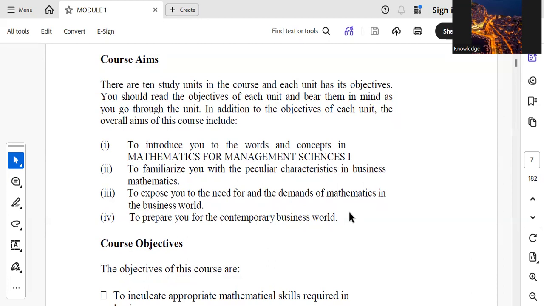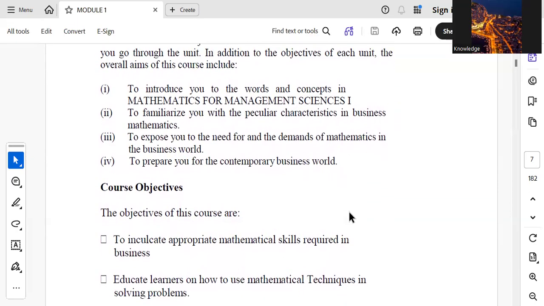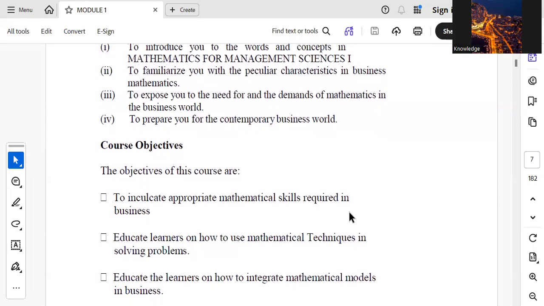The course will introduce you to the words and concepts in mathematics for management sciences, and familiarize you with the peculiar characteristics in business mathematics. It's going to expose you to the need for and demands of mathematics in the business world, and prepare you for the contemporary business world. That is the aim of this course.